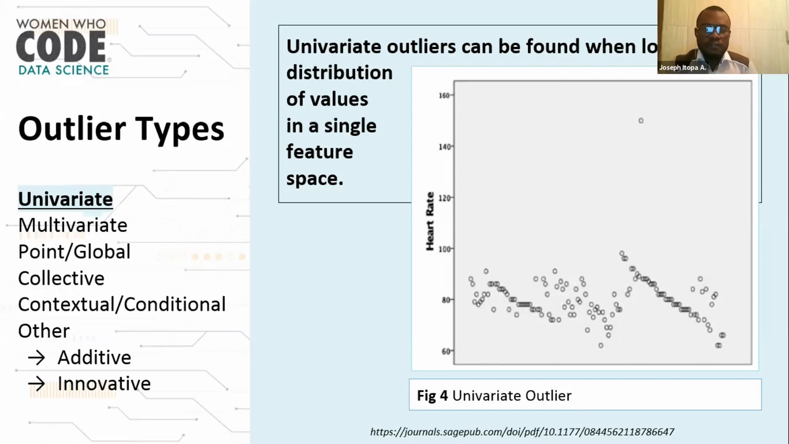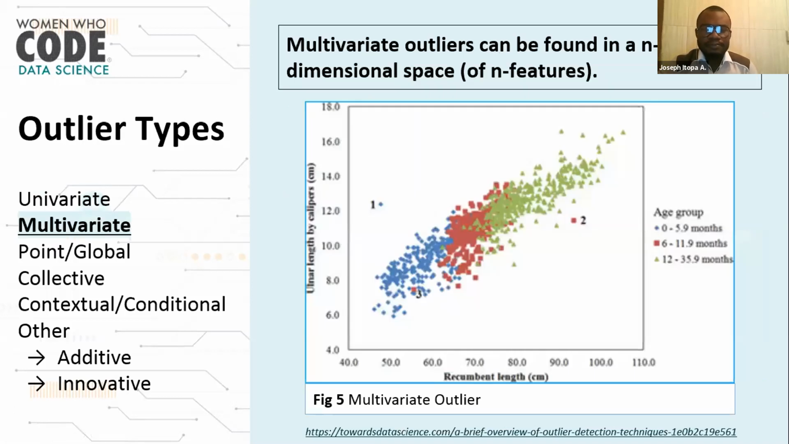So we'll take a look at multivariate outliers. When we have n feature spaces, in this case more than one feature, and then you have outliers dancing around, you definitely want to consider, what type of outlier is this? Can this be univariate or multivariate? Or due to the number of features, you will classify it as multivariate. You can see that we have an outlier here. We have two feature spaces, radial length and then ulnar length. So in this space, you have an outlier here and you have another one there. Yes, you can also categorize this as an outlier.